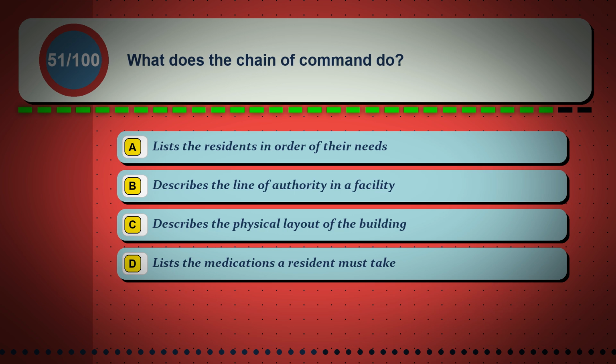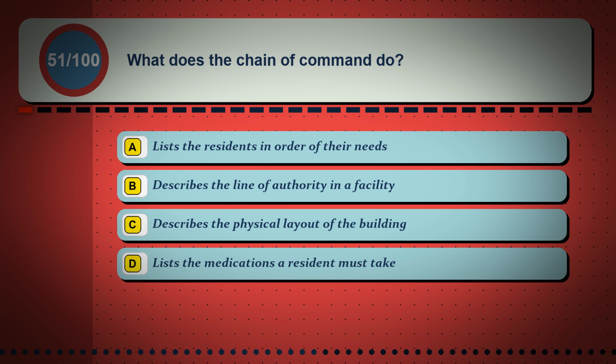Question 51. What does the chain of command do? Option A, lists the residents in order of their needs. Option B, describes the line of authority in a facility. Option C, describes the physical layout of the building. Option D, lists the medications a resident must take.